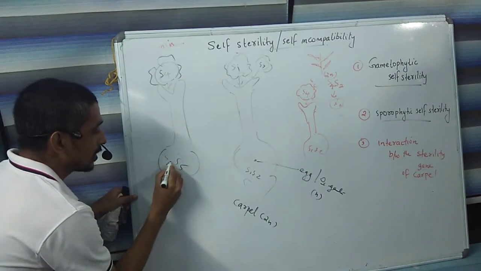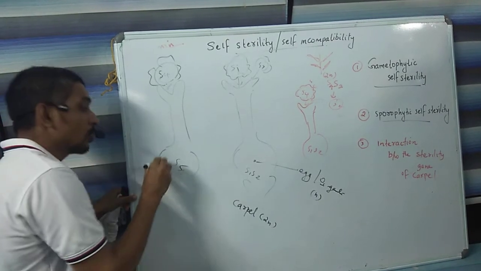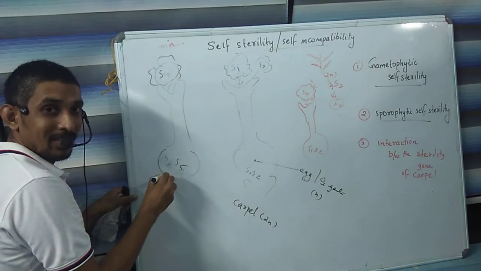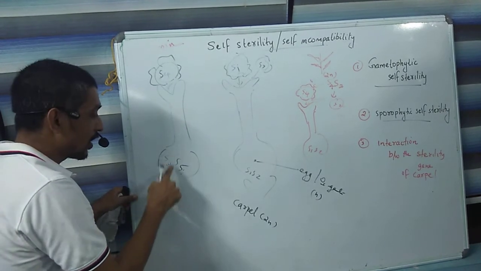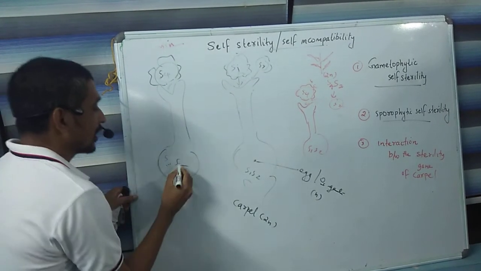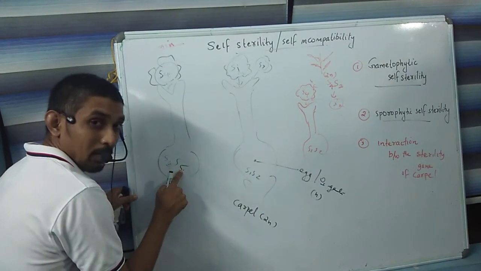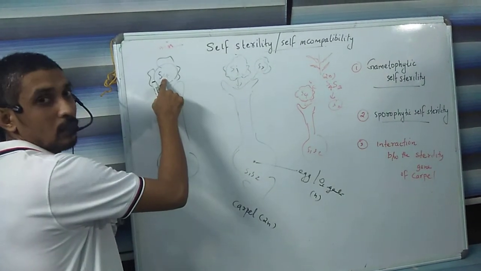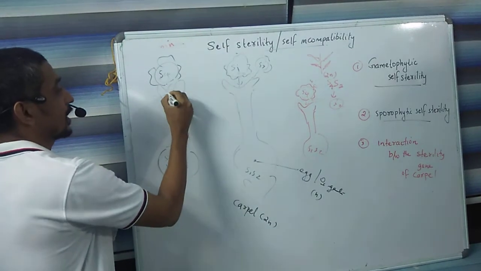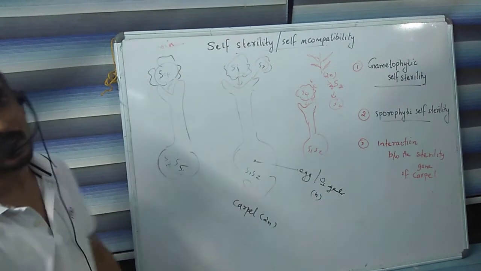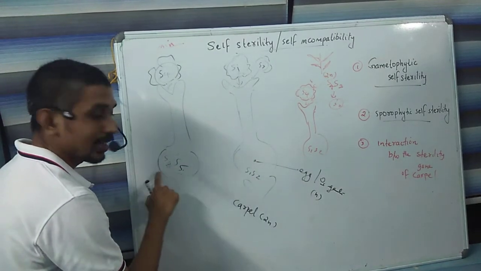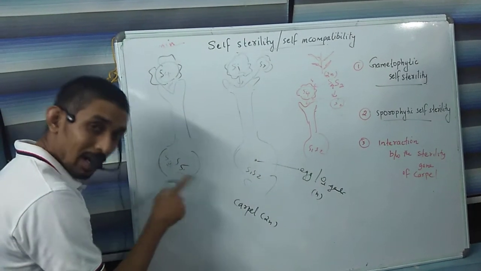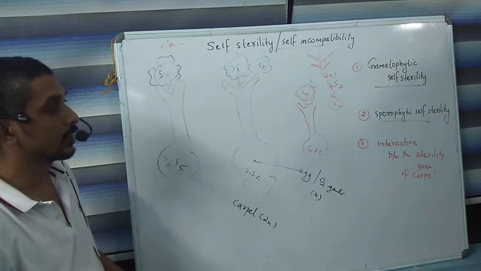Suppose S5 is dominant over S4. Then S4 is suppressed, so this gene will never work. Here only the gene product of S5 is present in the carpel, and only the gene product of S4 is present in the pollen. In that condition, this pollen grain can fertilize with the carpel. So in this third case, the interaction between the alleles present within the carpel plays a crucial role in determining self-sterility.